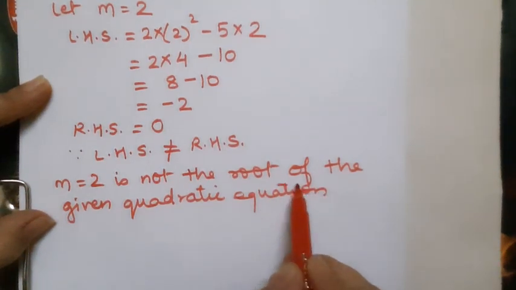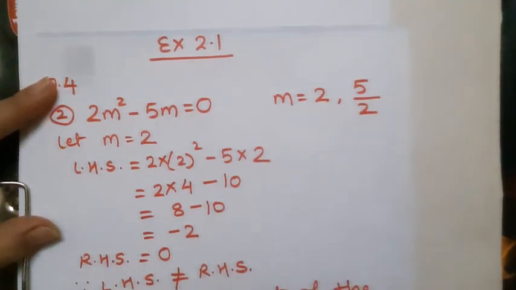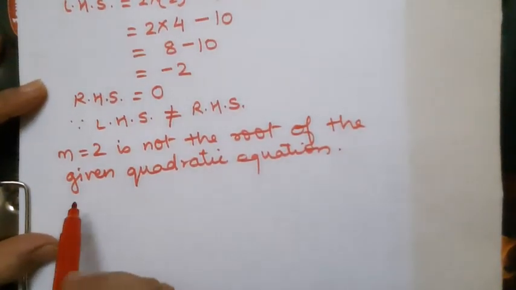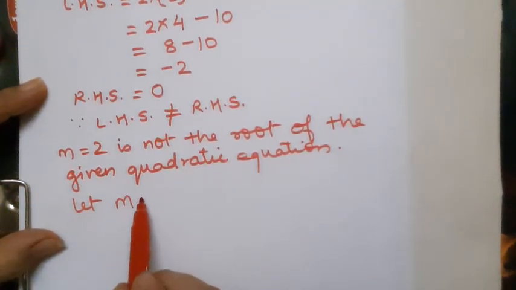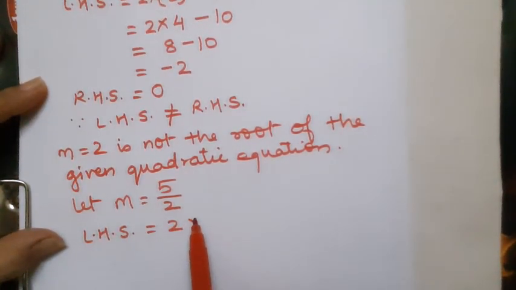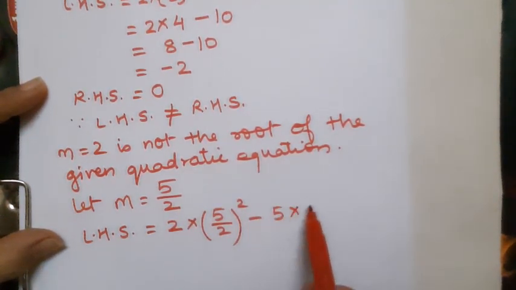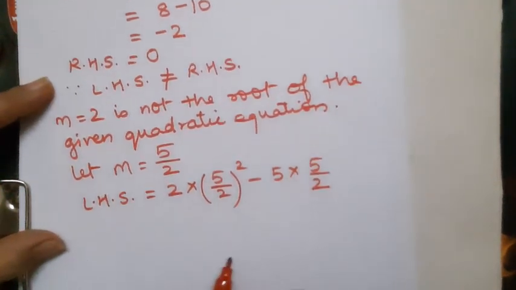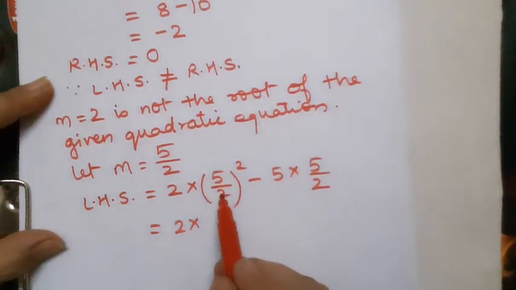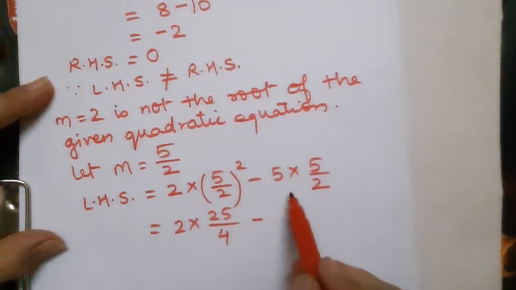Okay, children. Now let us see whether the second value of m is the root of the equation or not. So we will suppose let m is equal to 5 upon 2. So now when we take it in LHS, we get 2 into 5 upon 2 the whole square minus 5 into 5 upon 2. So here when we solve, we get 5 upon 2 the whole square will be 25 upon 4. And this is 5 5s are 25 upon 2.